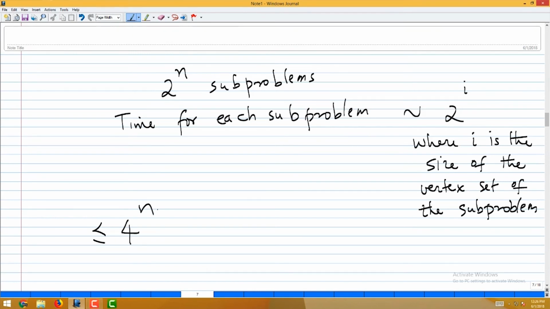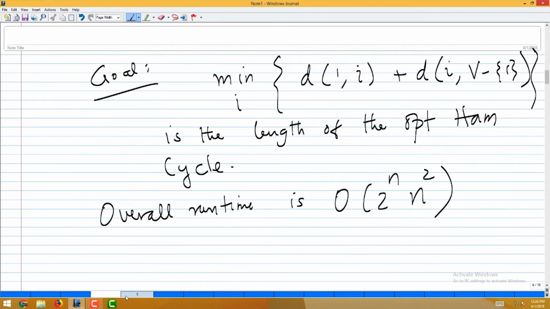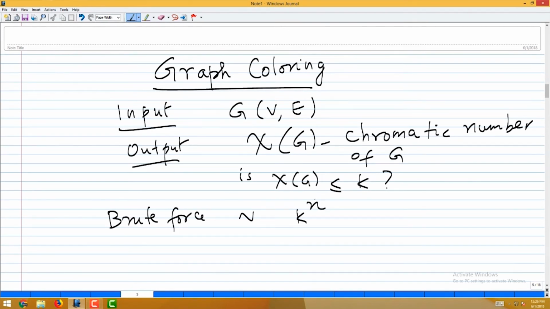This is still better than where we started off, at least for 5 coloring or 6 coloring, because we had a k power n. If I ask you, can you color the vertex set with 10 colors, the brute force will be 10 power n, but we managed to get to 4 power n. But a tighter analysis tells you it is actually not 4 power n, it is 3 power n.